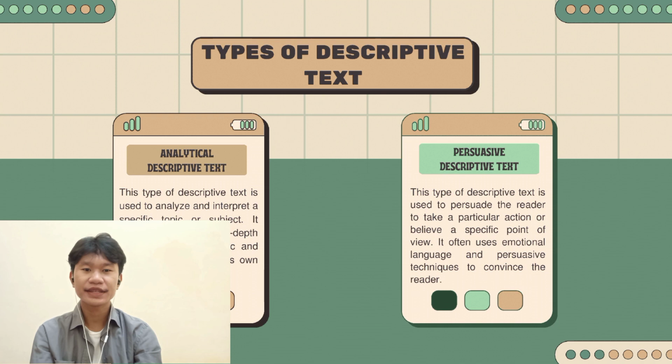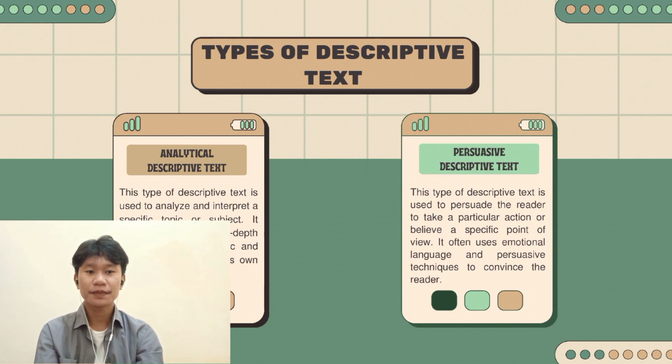And the last is persuasive descriptive text. This type of descriptive text is used to persuade the reader to take a particular action or believe a specific point of view. It often uses emotional language and persuasive techniques to convince the reader.